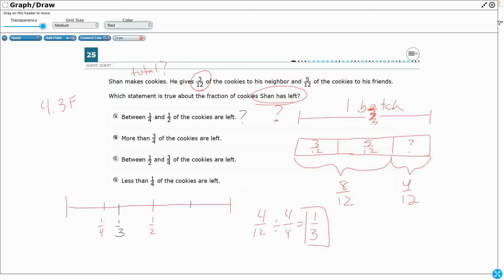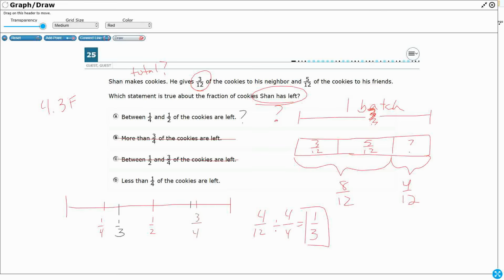Could we say that it is more than 3/4? Well, 3/4 is right here. Definitely not more than 3/4. Between 1/2 and 3/4? No, it's right here, so it's not here. And less than 1/4? No, it's slightly more than 1/4. Now, that's just kind of a visual.